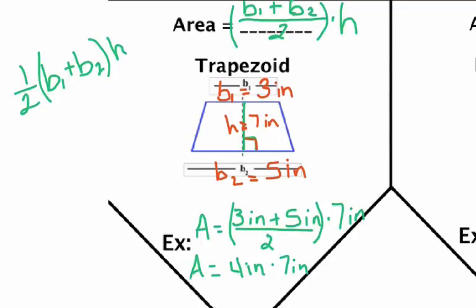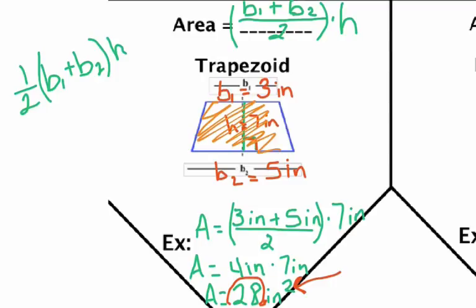Now I can multiply by the height of 7 inches. And we get 28 inches squared. Once again, remember this exponent here is representing an area, meaning that we multiplied two dimensions or two measures to get 28 inches. That means that our area of this trapezoid would take 28 inches squared to cover the inside.